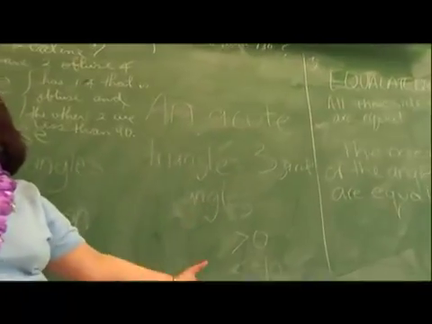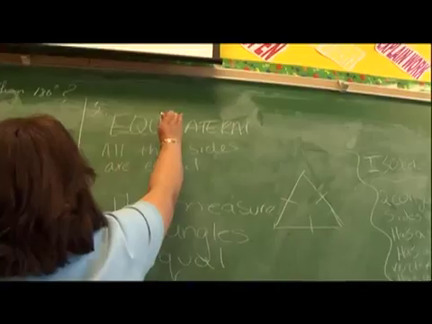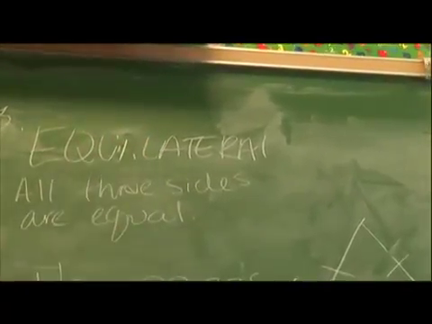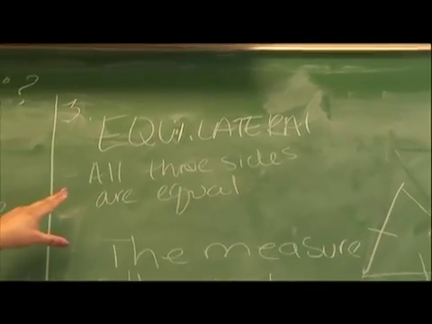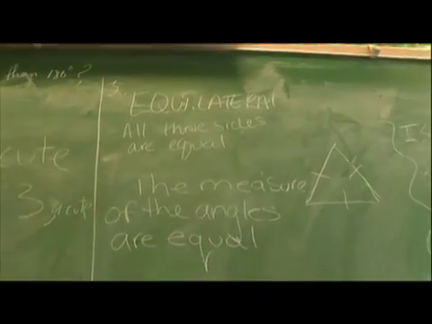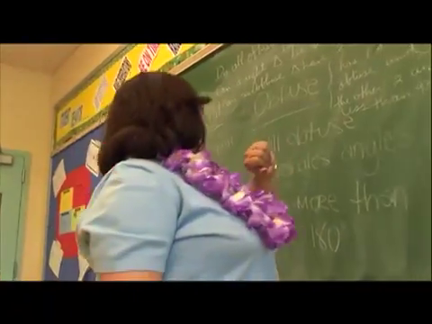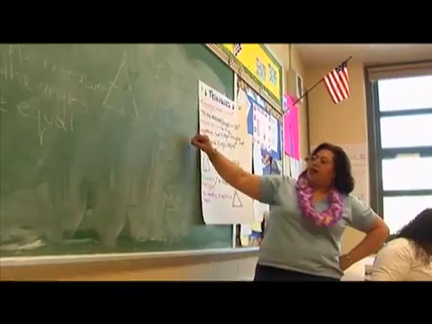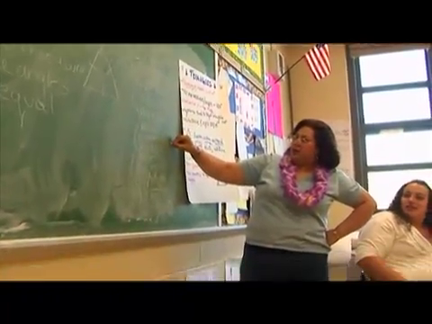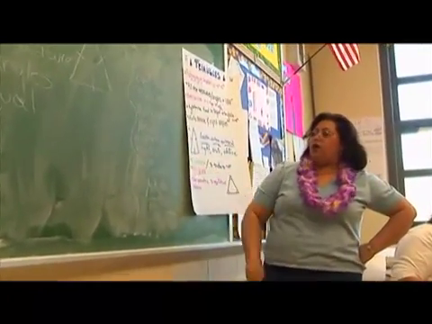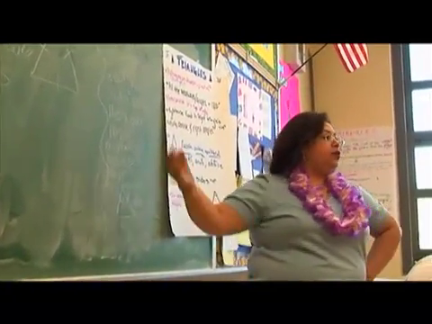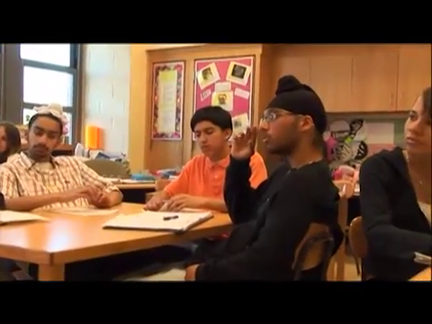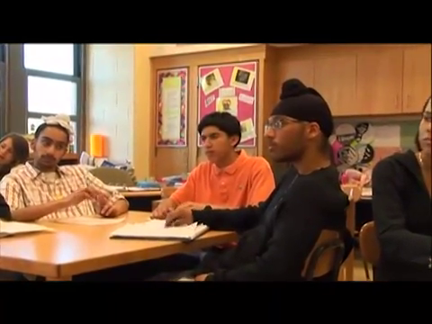Any comments? Any questions? All three sides are equal and the measure of the angles are equal. Is that the same thing here? So we're okay in there. And isosceles, two congruent sides. Legs, has a base, has a vertex angle, has a base angle. Anything else to add here? Two equal angles? Is that true? That's a good question.